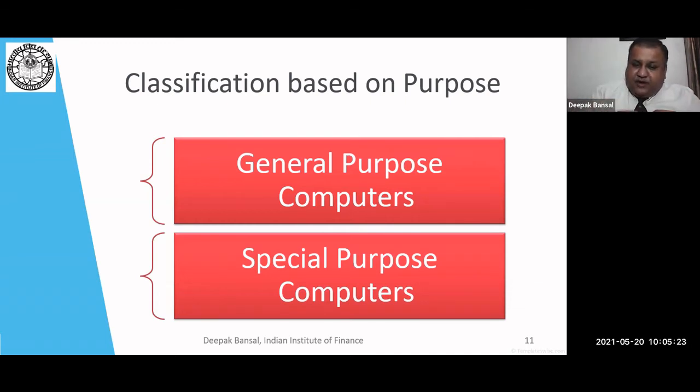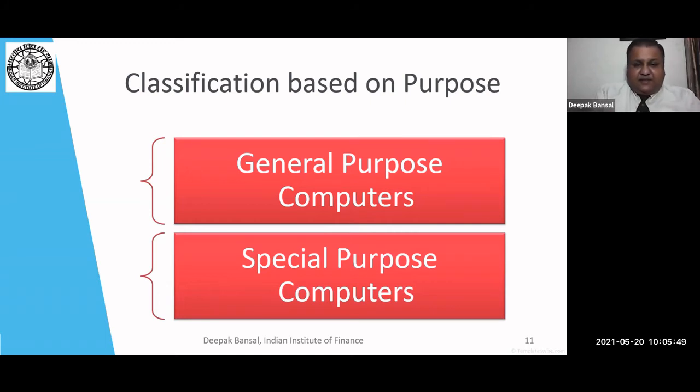Now, when I'm talking of general purpose computers, computers are versatile. You can use a computer for studying. You are using a computer to listen to this lecture. You are using a computer to watch movies, play games, make sales analysis, prepare balance sheets, do inventory management, do payroll management, all those functions.